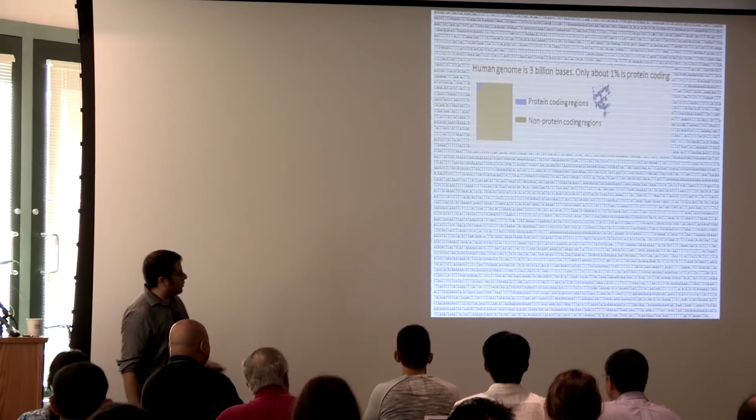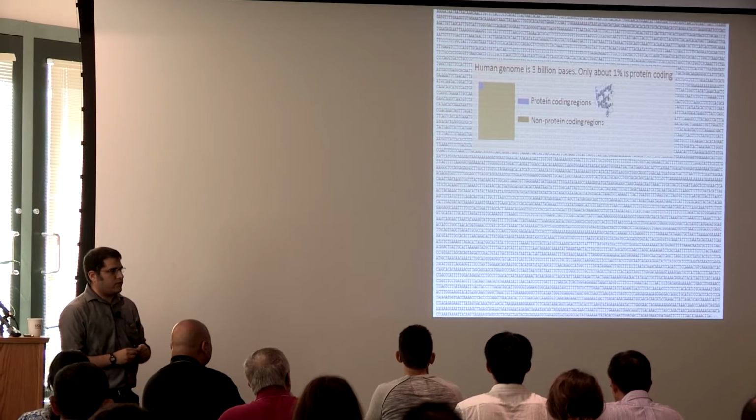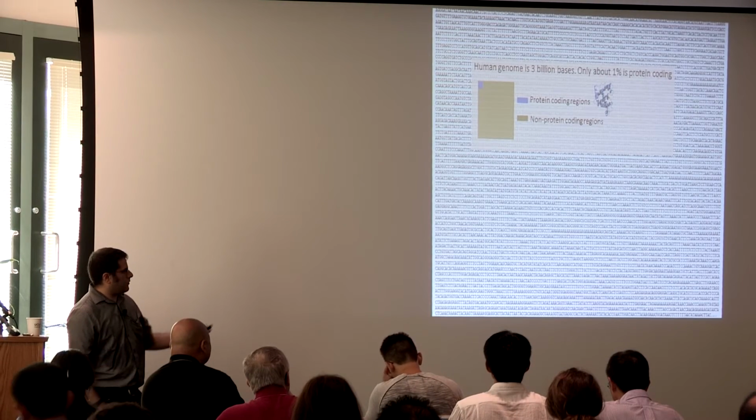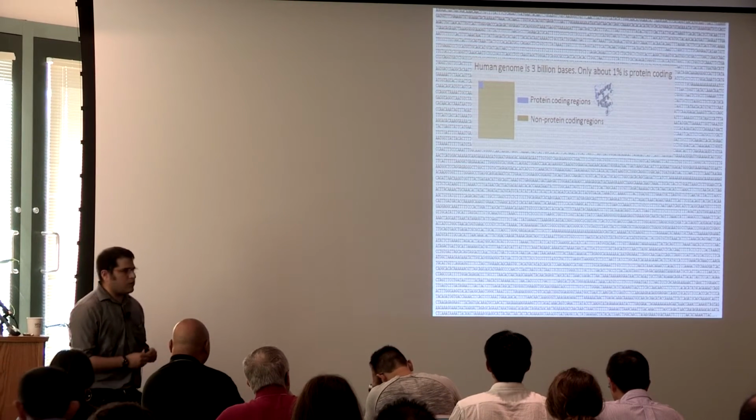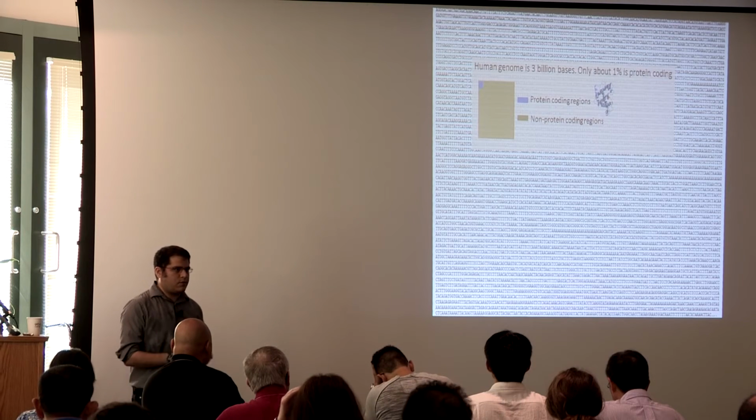So as motivation, this is just a small portion of the human reference genome sequence. And of this human genome sequence, only a very small percent, about 1%, codes for proteins. And the vast majority is non-protein coding. These are the non-coding regions in the genome. So it's an important question, understanding what's encoded in this part of the genome.